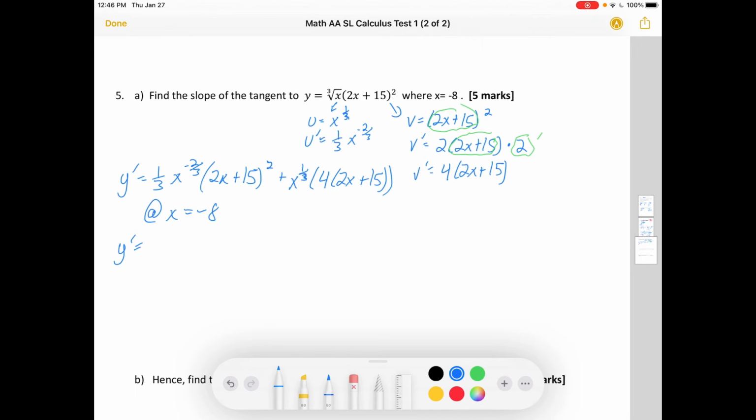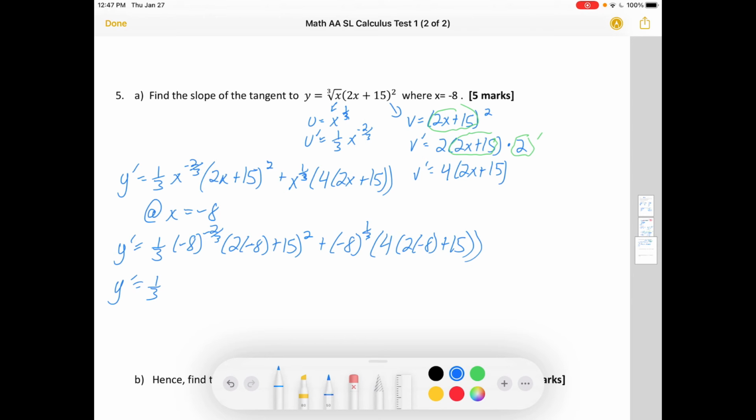So this is going to be 1/3 times -8 to the -2/3. And this will be 2 times -8 plus 15 all squared. So I'm just subbing in here in this first step. -8 to the +1/3. And then 4 times 2 times -8 plus 15. You can use square brackets if that helps. Let's see, how many did I open? I opened 3. Better close 3. Okay, so that's 1/3, -8 to the -2/3. So you got to take the cube root of -8, which is -2.